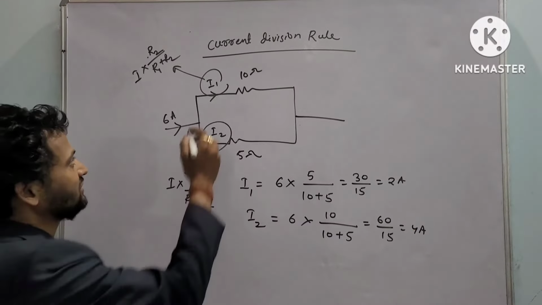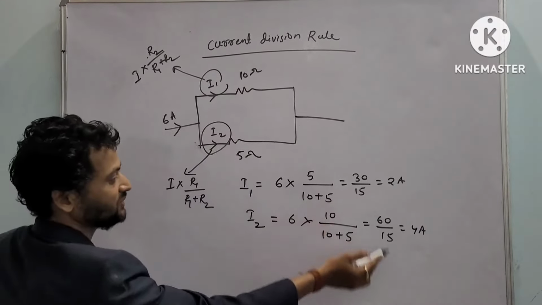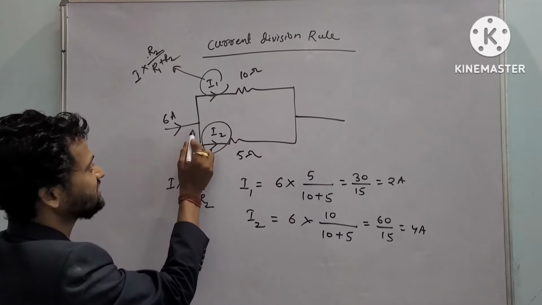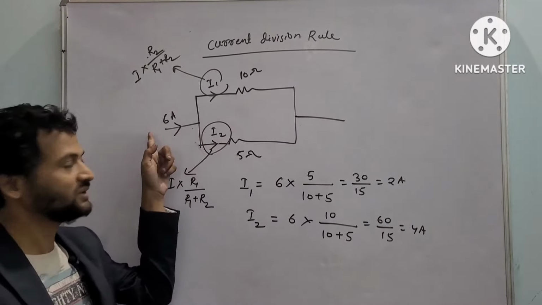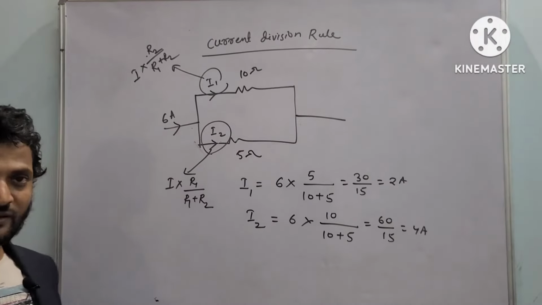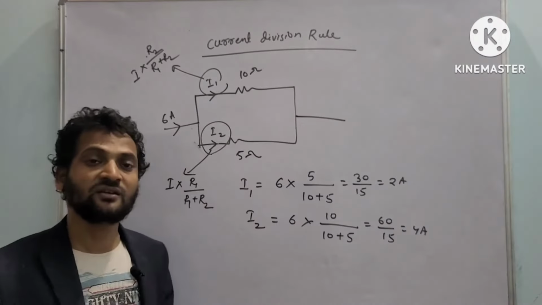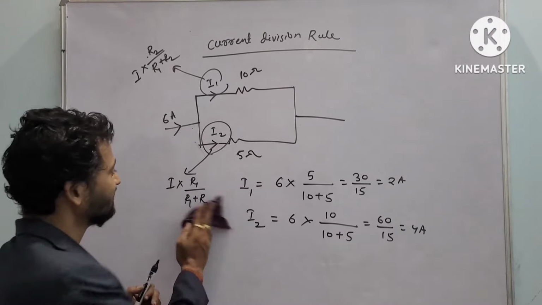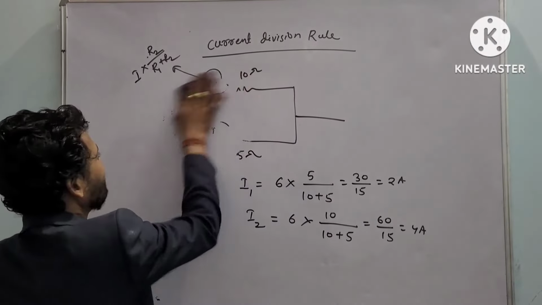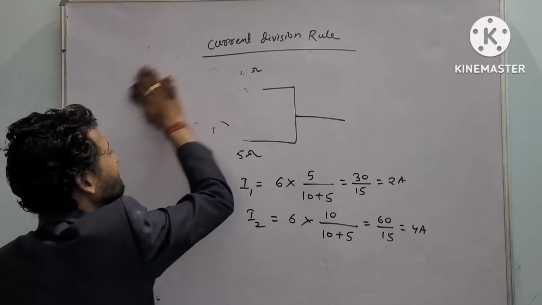See, current I1 is 2 ampere, current I2 is 4 ampere. The 6 ampere gets divided. So I1 plus I2 is equal to the net current I. That means it obeys Kirchhoff's current law. Okay? But let us take one more example.